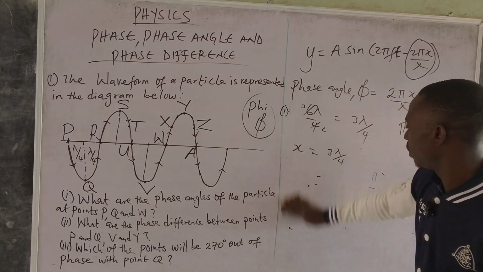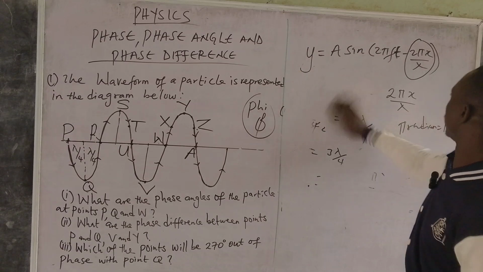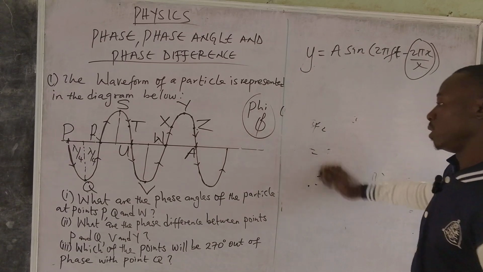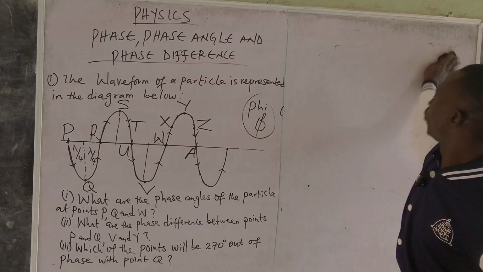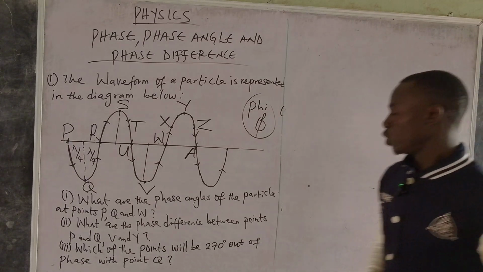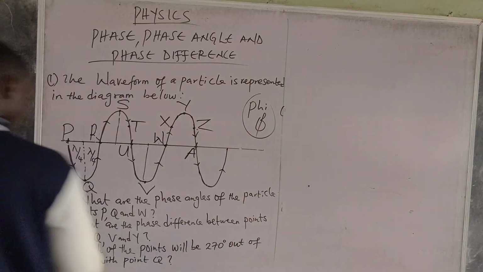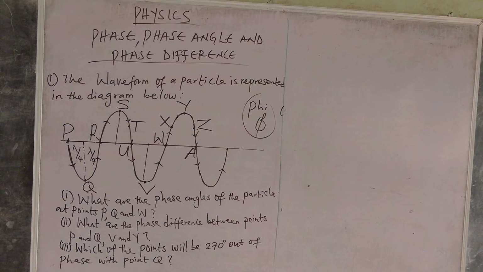Now the next question says, what is the phase difference between points P and Q, and then V and Y? So the phase difference between P and Q, and then V and Y. Now, what did we say our phase is? What is our phase angle at point P?